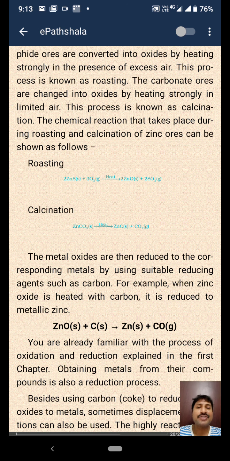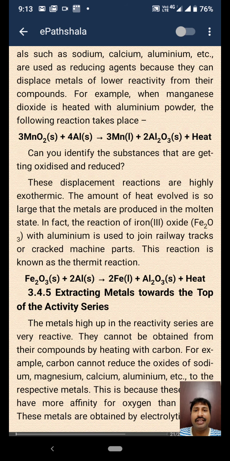Calcination is heating in the absence of oxygen. Roasting, example zinc sulfide. It's a sulfur ore. Okay, when oxygen is added, zinc oxide will be formed plus sulfur dioxide. When zinc oxide is formed, if you add carbon to it, it will form carbon dioxide and zinc will be formed. These are the basic things that can be taken.